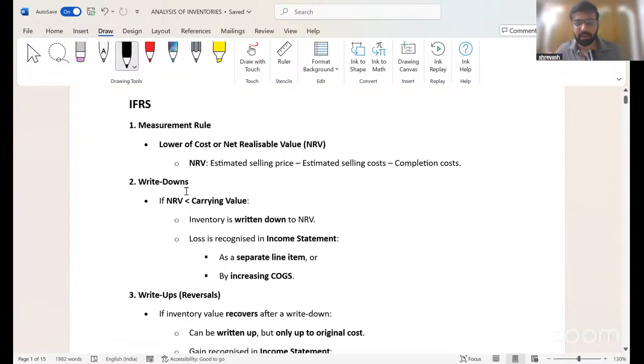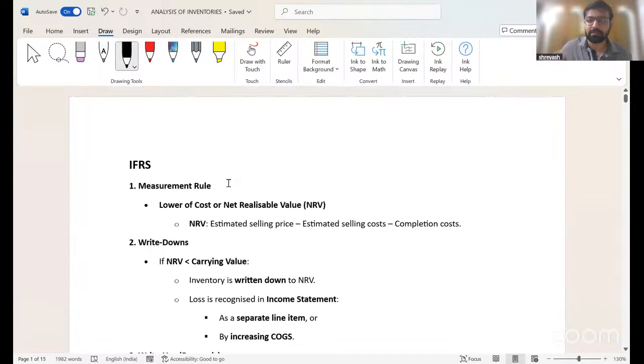Let's get started with our first reading, which is analysis of inventories, the simplest reading in your CFA level one, I feel, except for a few parts here and there. I think this reading is pretty scoring and very, very simple.